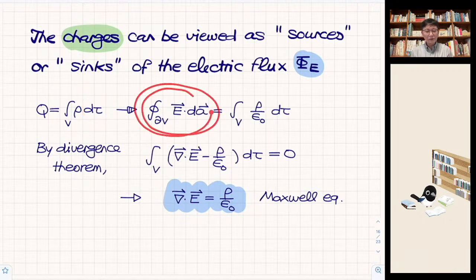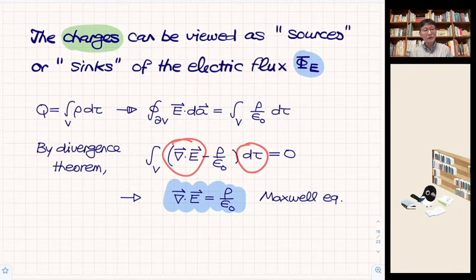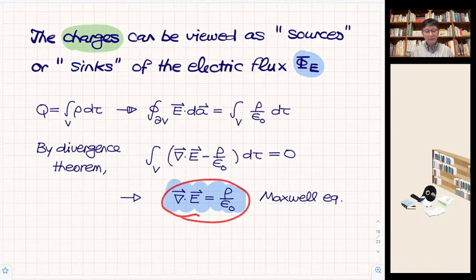And we already know that the electric flux equals Q divided by epsilon zero, which can also be written this way. Applying the Gauss theorem again, this can be turned into divergence E d tau integrated over the volume. And since this volume integral is arbitrary, divergence E minus rho divided by epsilon naught must vanish everywhere. And thus we get a more elegant differential form of the electric field, that is divergence E equals rho divided by epsilon naught.